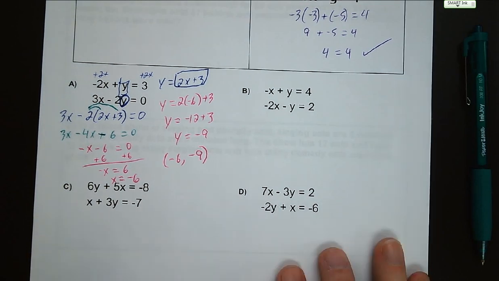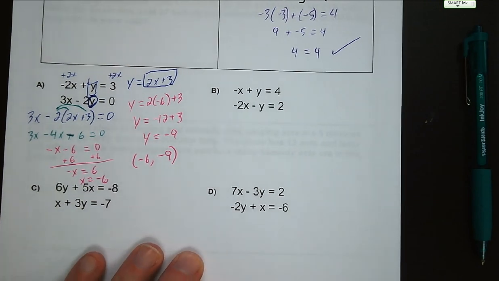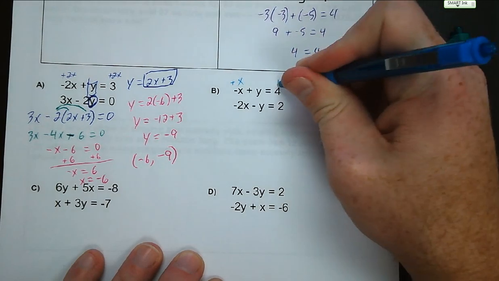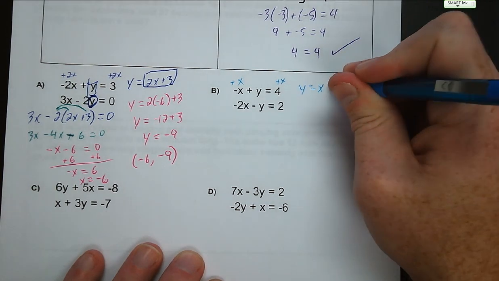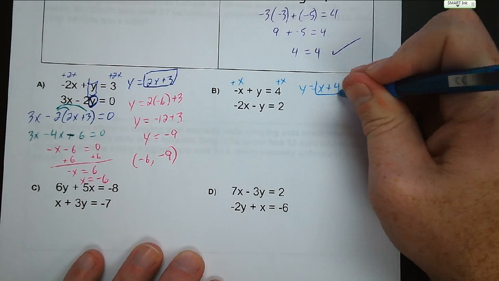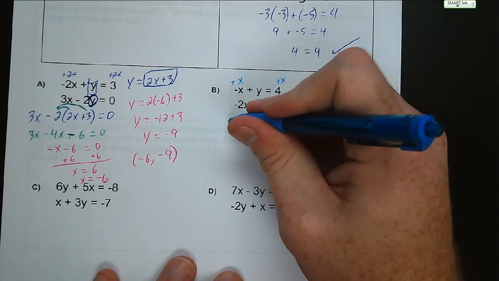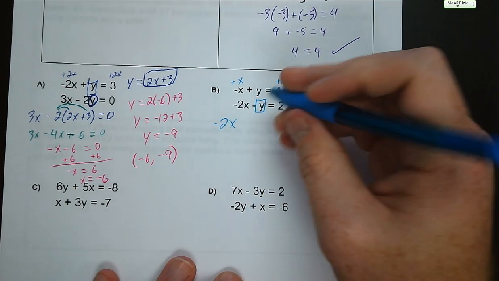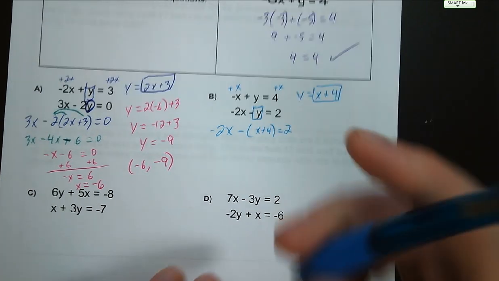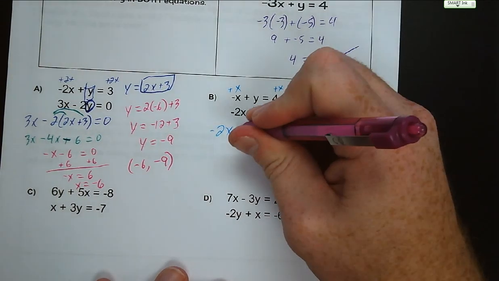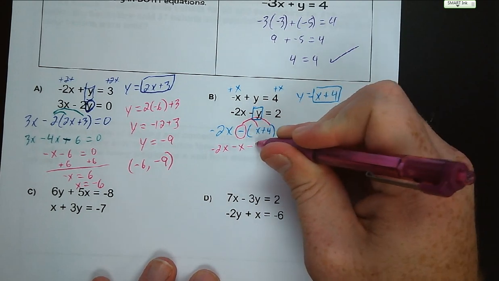Okay, letter B. That top equation looks like we can solve it pretty easily by just adding x to both sides. So we solved it for y. So y equals x plus 4. So we're going to take that and substitute it in for y right here. Now, negative 2x minus the quantity x plus 4 equals 2. We need to distribute our negative sign. So it's negative 2x minus x minus 4 equals 2.